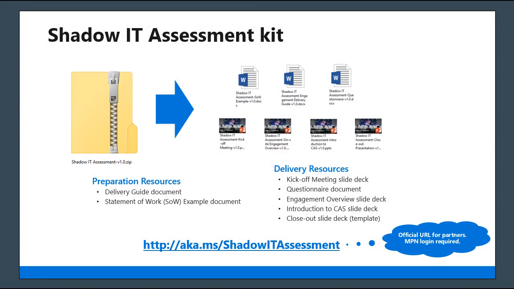Okay, so let's take a look at the toolkit itself. You're probably wondering, how do I download this thing? Well, if you go out to aka.ms/toolkit, Shadow IT Assessment, you have to log in with an MPN ID. But once you log in, you'll be able to download this, and it's basically a zip file. And when you go to unzip it, you're going to have a few different resources in there.